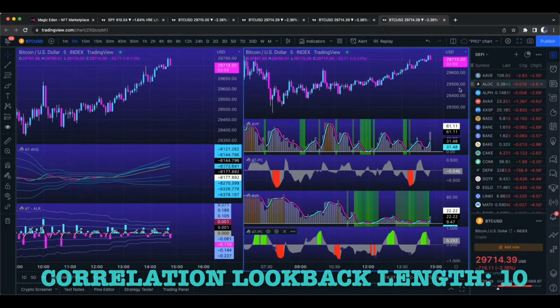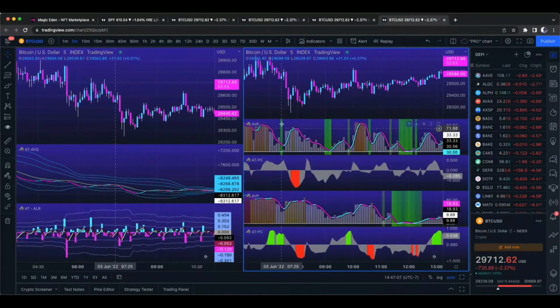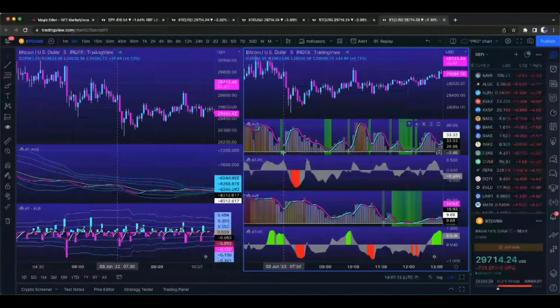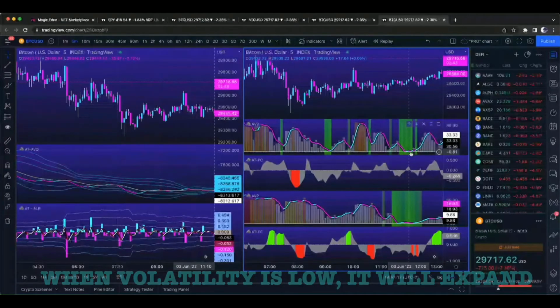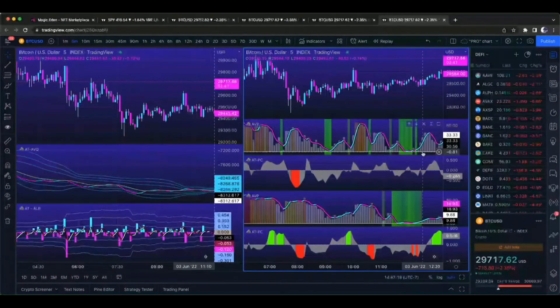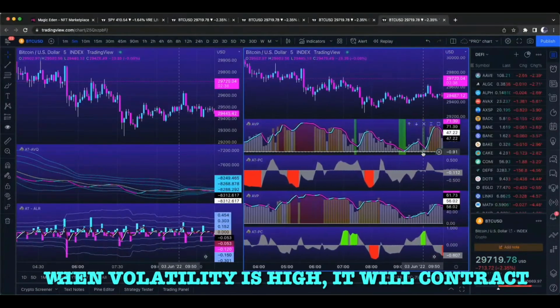There we go. So when volatility is flashing like this, when volatility is low, there's only one thing that's going to happen. Volatility is going to expand. It can go sideways for a while, like right here, but eventually you're going to get a volatility expansion. And once that volatility expands, it's going to contract.